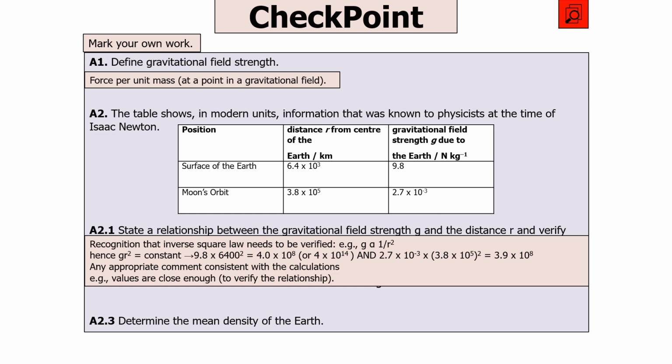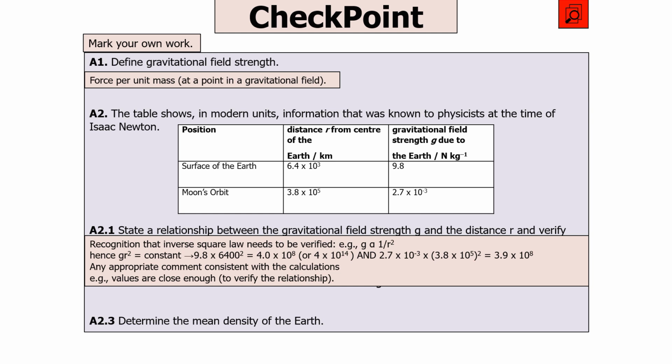Now you don't have to convert units because we're just looking for a same value at this point. So as long as it's in the same units, it should be fine. So you work it through. They are roughly the same number. One is 4 times 10 to the 8. The other is 3.9 times 10 to the 8. So therefore they're close enough to be correct.